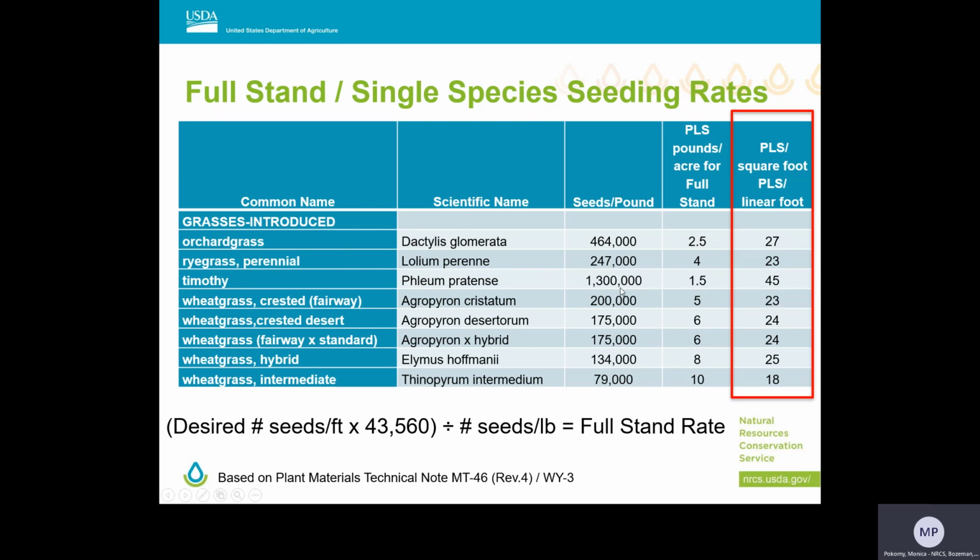If we're using a small seed, so a seed that has over 800,000 seeds per pound, we are going to use the same calculation, but now our target seed rate is somewhere between 30 to 50 seeds per square foot. So let's just say we want 45 seeds per square foot. We would take 45 times the area of an acre divided by the number of seeds per pound, which is 1.3 million, and we get the full stand seeding rate for Timothy, which is 1.5 pure live seed pounds per acre.